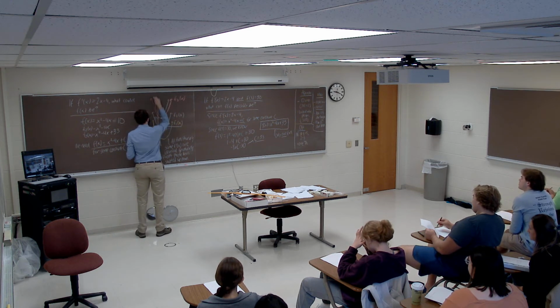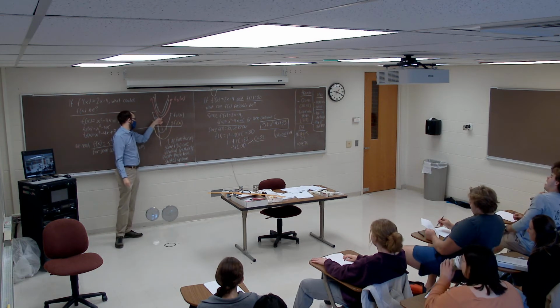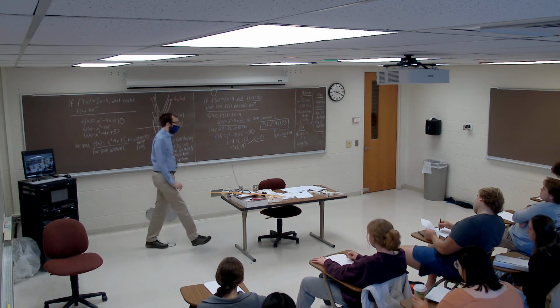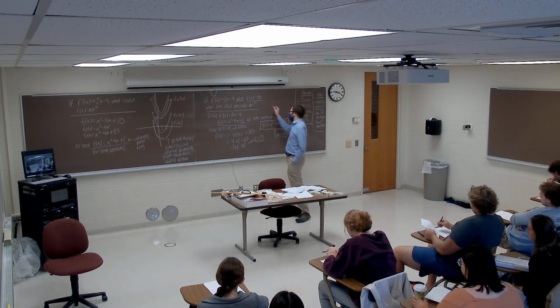I could keep drawing parabolas in this family all day long, and none of them, other than this red one here, are going to pass through this point 1, 30. And so this type of problem, we typically are going to call an initial value problem.